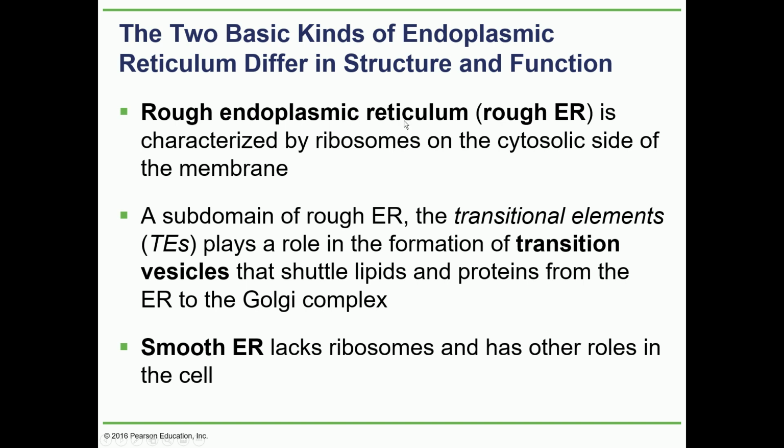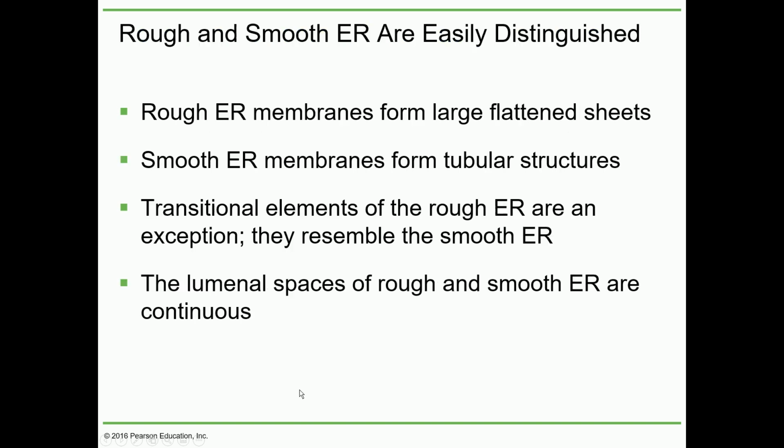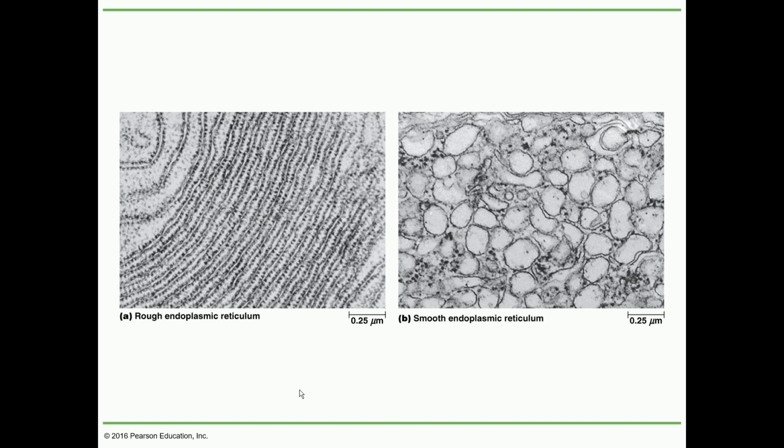It's called rough endoplasmic reticulum because of the presence of ribosomes on the cytoplasmic side of the membrane. Smooth ER lacks the ribosomes. And this is some morphology. You can go over them here. These are the electron micrographs. You can see this is the rough ER and this is the smooth ER. Rough ER has a rough texture because of the ribosomes embedded on it. Smooth endoplasmic reticulum lacks ribosomes, so that's why it has a smooth texture.